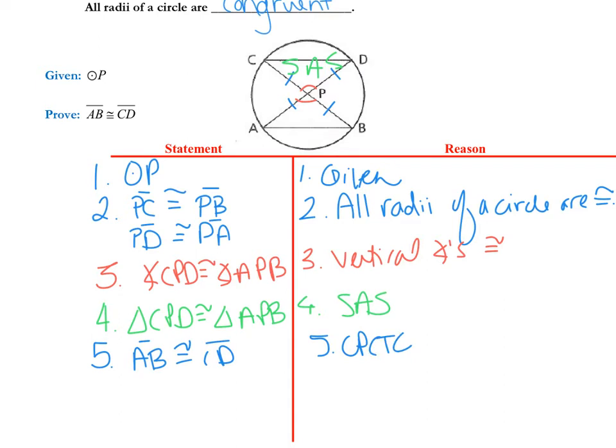Again, remember that in order to use SAS, the angle must be between the two sides. Well, here's the side, and notice that the angle is in between.